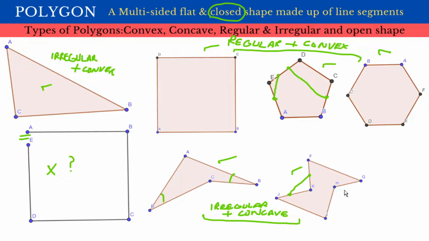And in simple words, if there is a dent, as you can see that this is a dent, so if there is a dent, then the polygon will be a concave polygon. So it has two dents. Similarly, this has this dent.